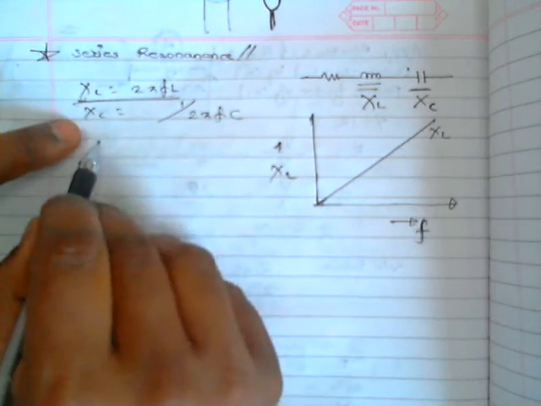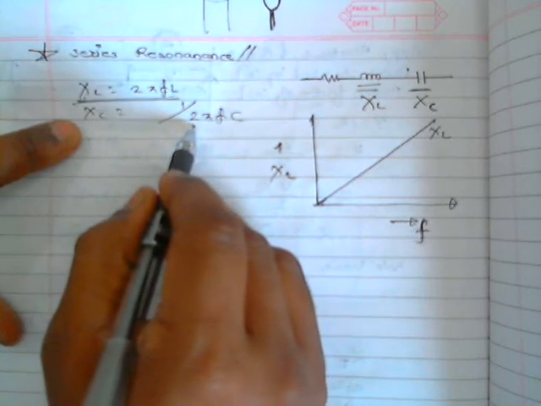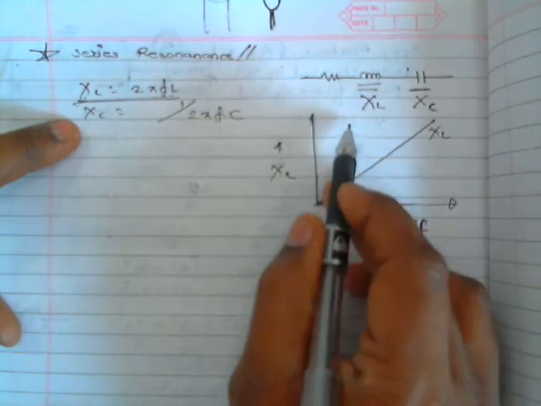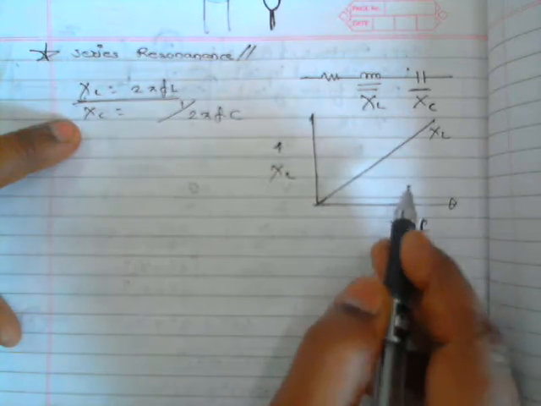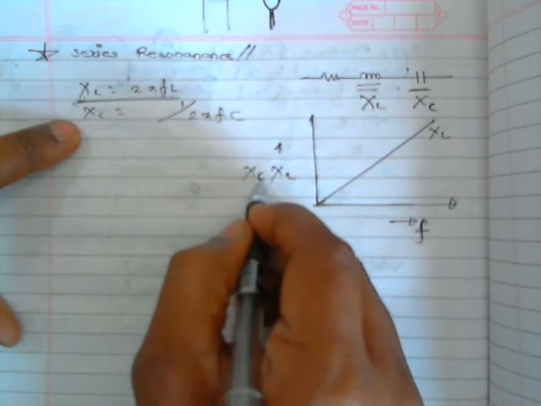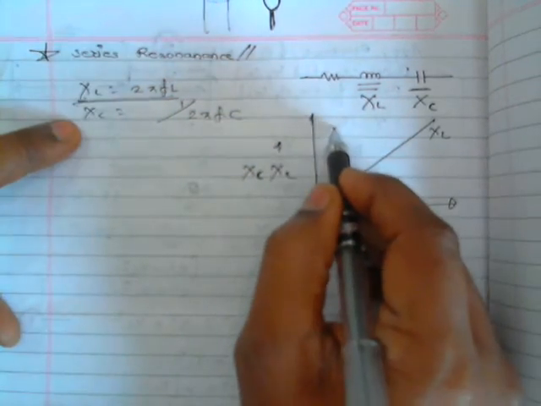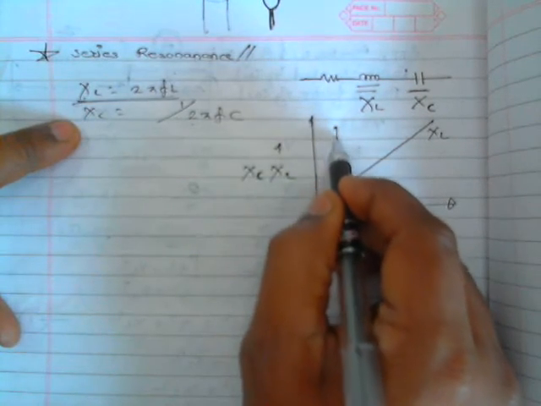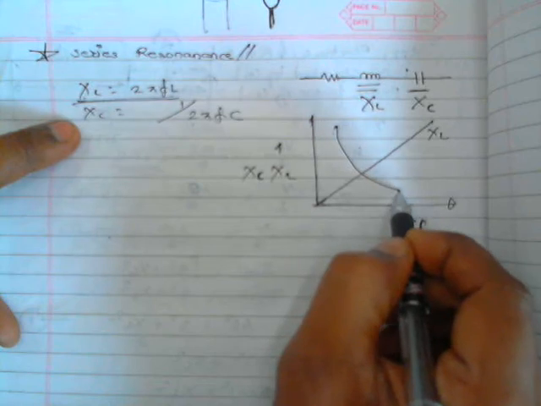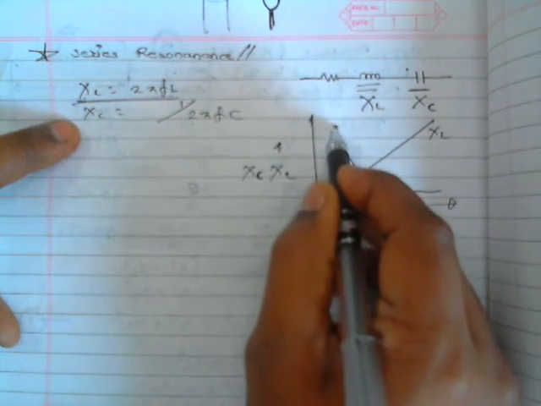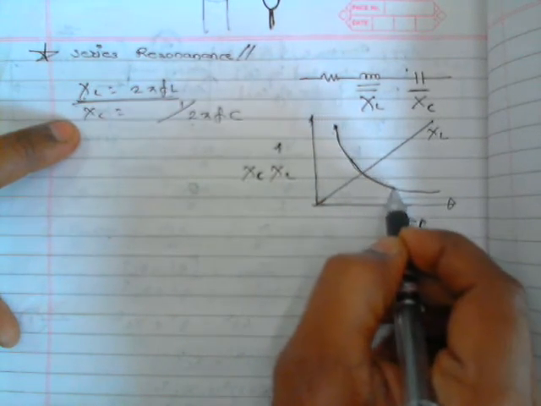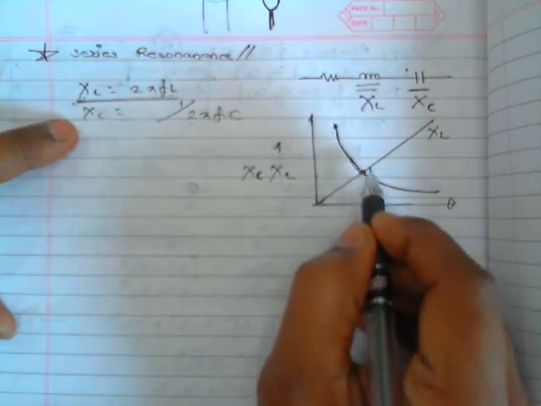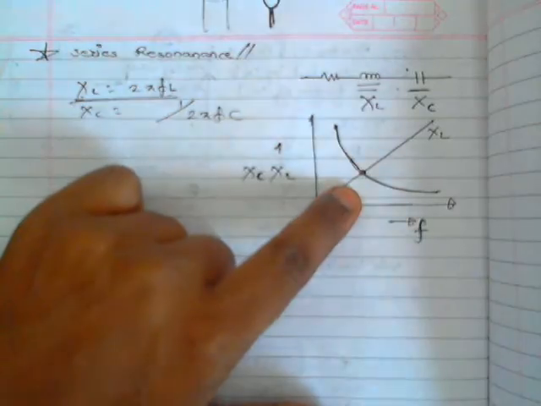And XC is inversely proportional. So as I go on increasing frequency, XC will come down. Again I will take XC also on this y-axis. Initially XC is this, and as I go on increasing frequency, it will come down like this, inversely proportional. An inversely proportional graph is always like this. So when coming down, at a particular point it will intersect this graph.